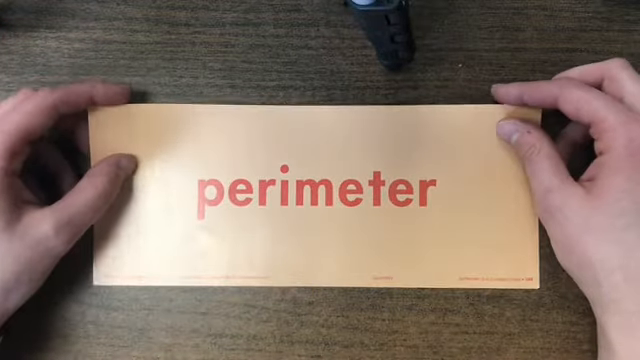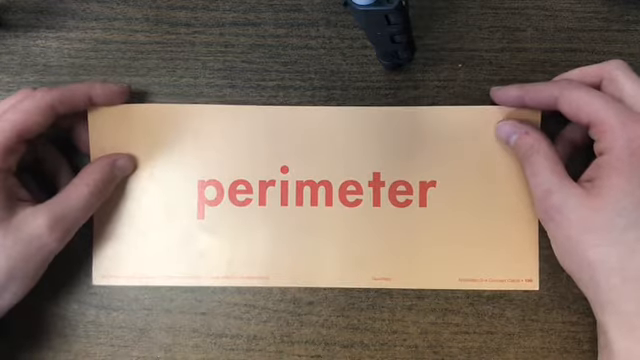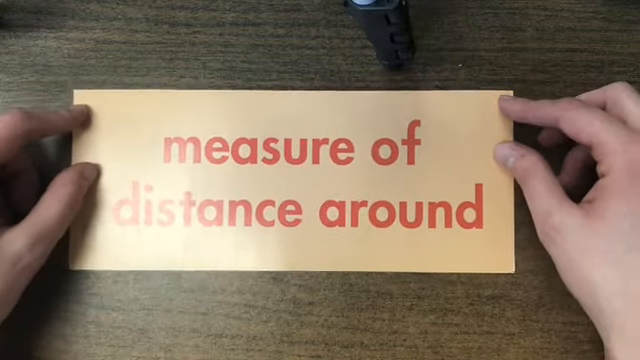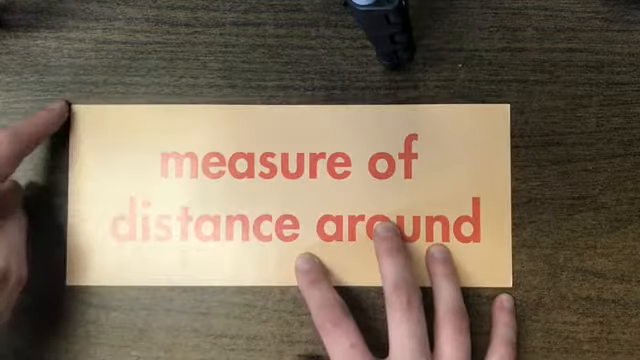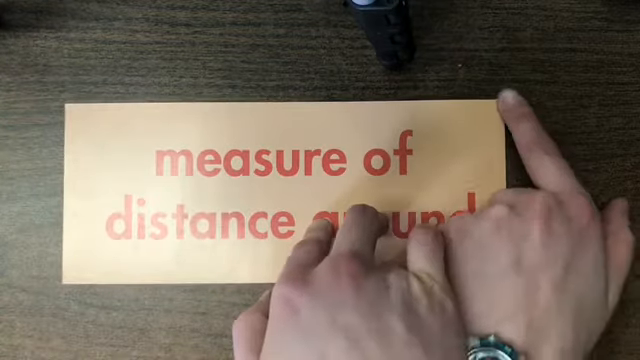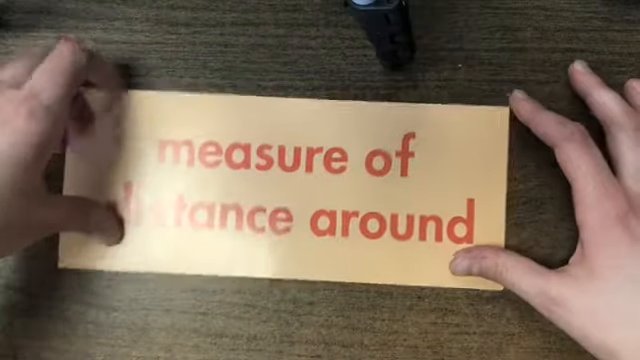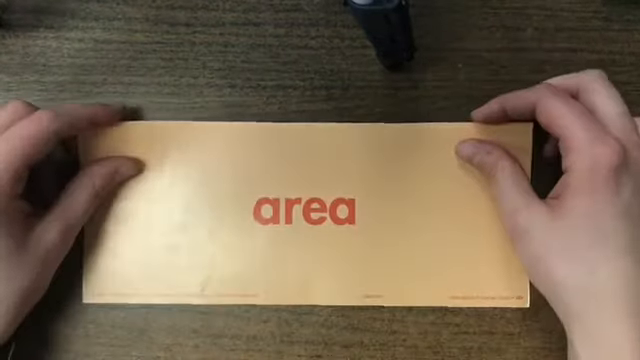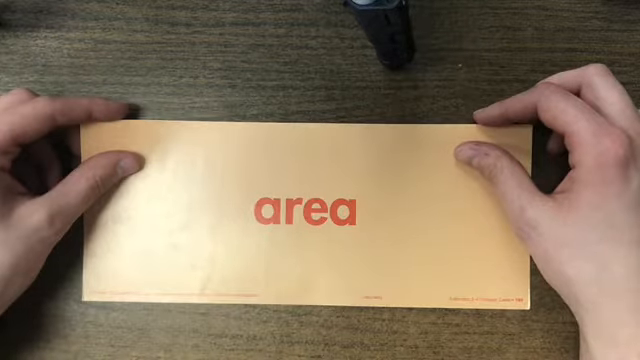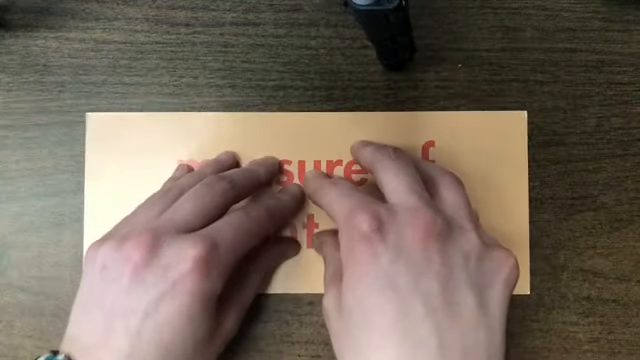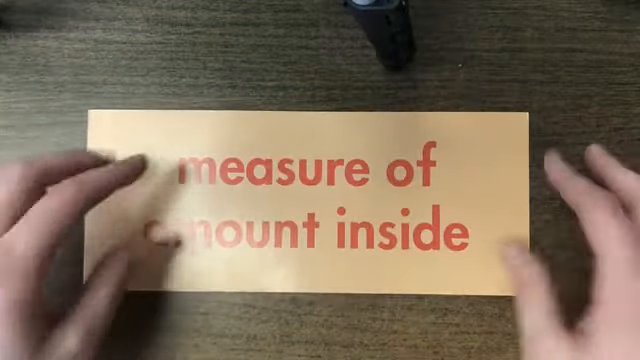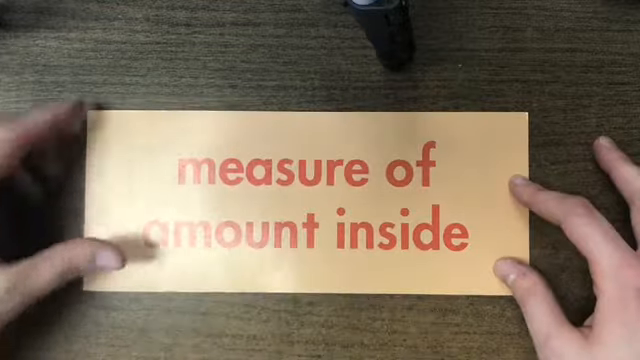Then a few other ones. What is perimeter? If I had a shape, what's the perimeter of a shape? That's right, it's the distance around the outside of the shape. So the perimeter of this card would be the distance all the way around the outside of this card. Then, what's the area of a shape? That's right. The area of a shape is the amount or the measure of the inside of the shape. So the area of this card would be the amount that fits inside of the card.